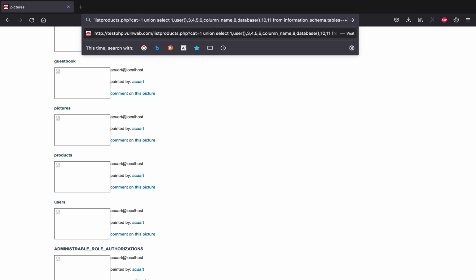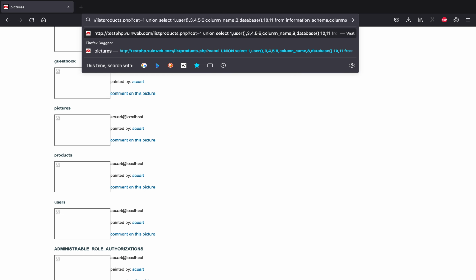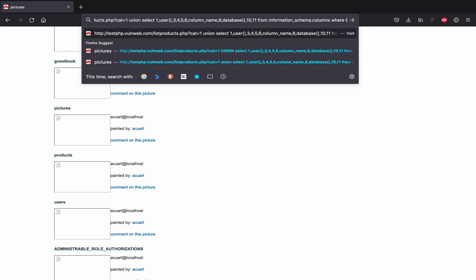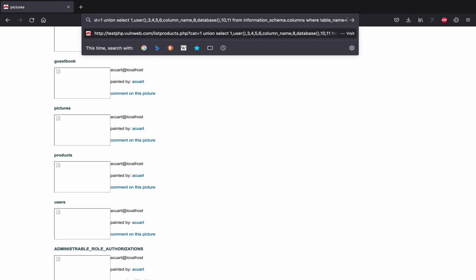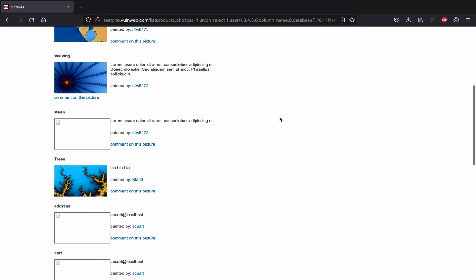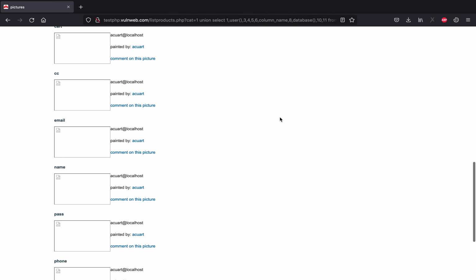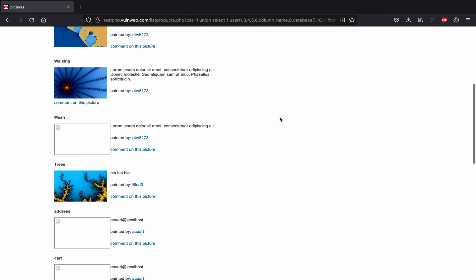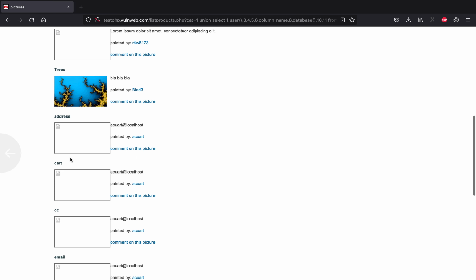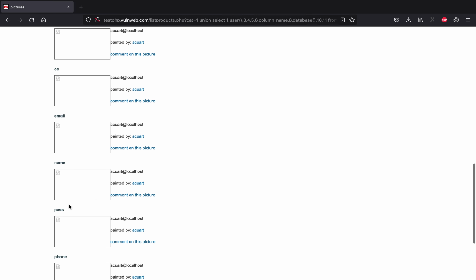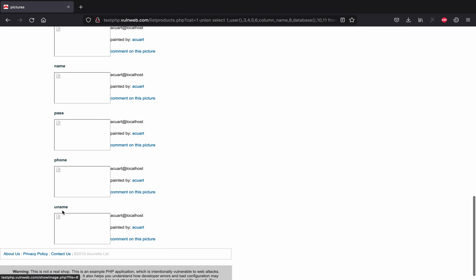So let's extract the column names from information_schema.columns where table_name equals users. And here we are having all the data which are present inside this information. So we are having cart, we are having CC, we are having email, we are having name, we are having pass, we are having phone. So we need only uname and pass.